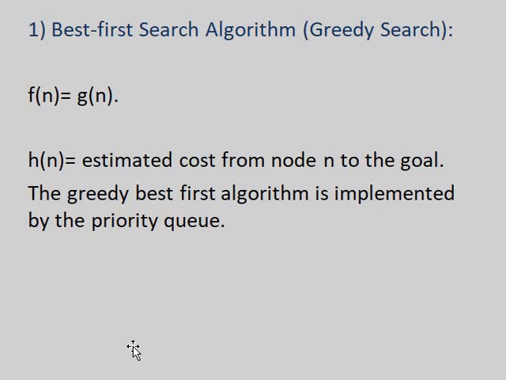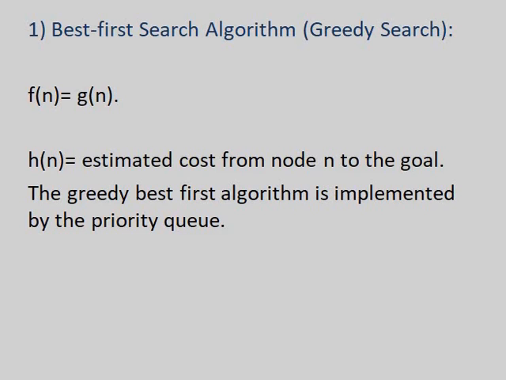With the help of the best first search algorithm, at each step we can choose the most promising node, and we can expand the node which is closest to the goal node, and the closest cost is estimated by the heuristic function. So you can give this function as f of n is equal to h of n. Here h of n is the estimated cost from the node n to the goal, and this greedy best first algorithm is implemented by a priority queue.